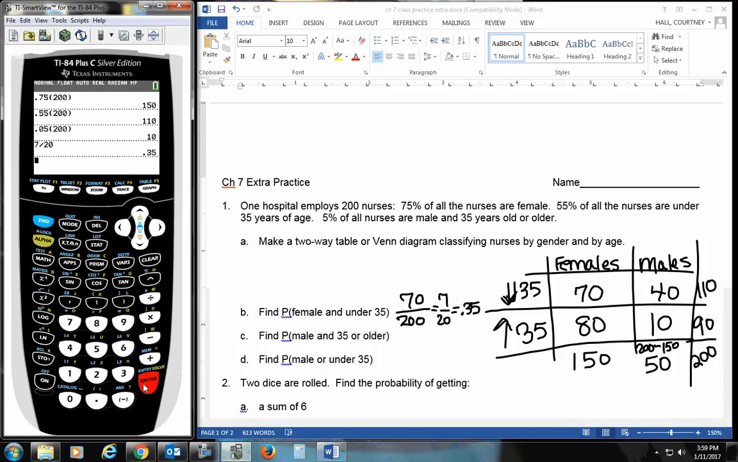So you can tell me it's 0.35, you can tell me it's 35%. Any of those answers would be fine. So you could say 7 over 20, you can say 0.35, or you can say 35%.